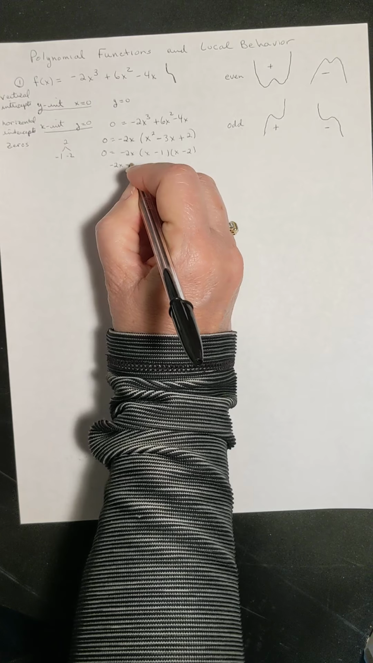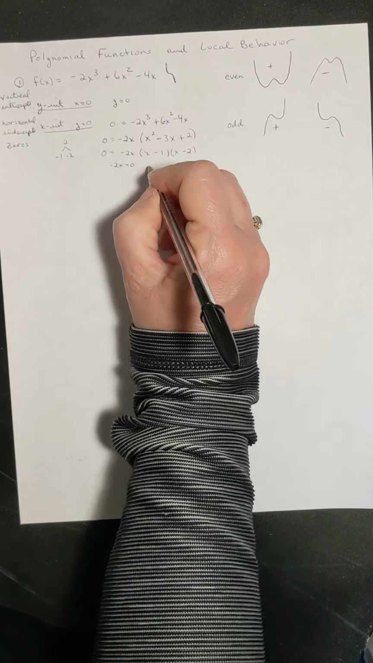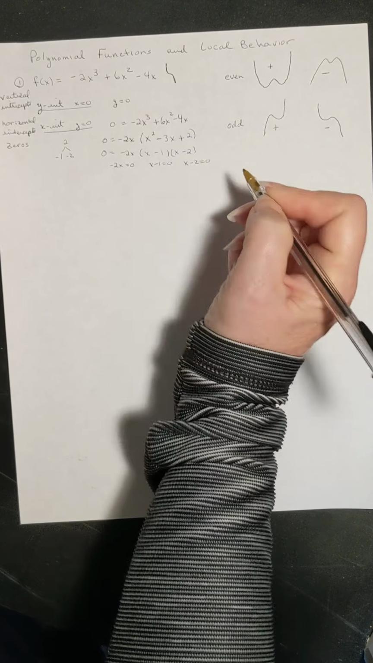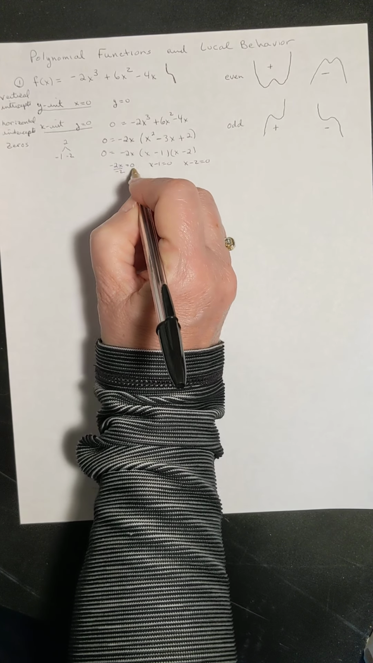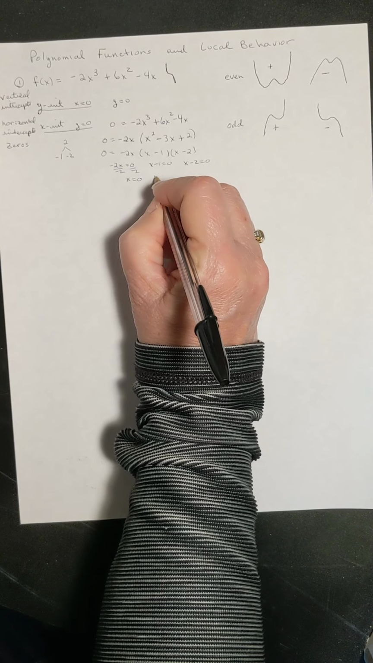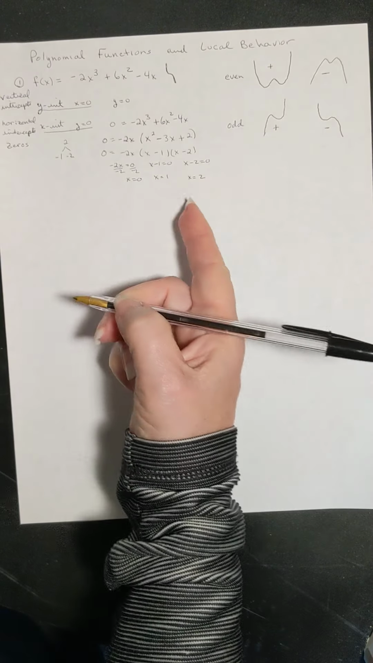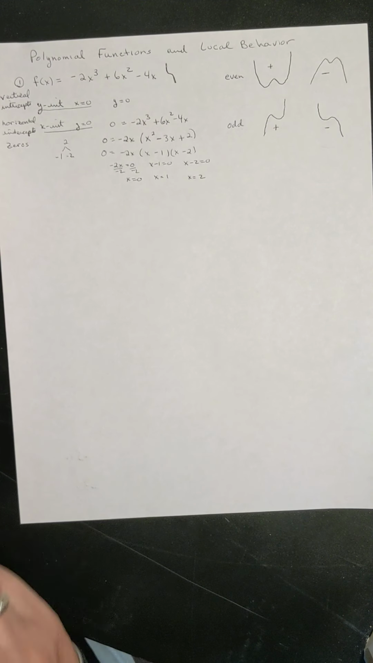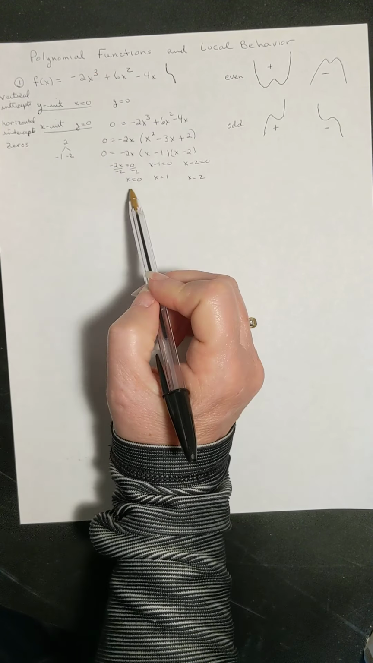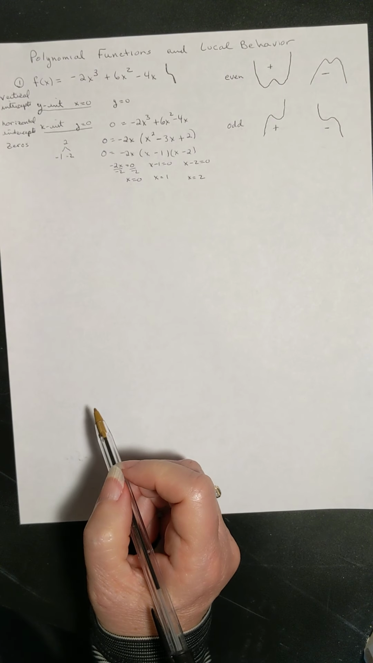Now I've got 3 things multiplied together to give me 0. So that means that one of them is 0. So either 2x is equal to 0, or x minus 1 is equal to 0, or x minus 2 is equal to 0. Here, divide both sides by -2. I get x equals 0. Here, add the 1. Here, add the 2. So I have 3 x-intercepts. Now that should not be surprising to you, because remember, if you have x cubed, that means that you'll have at most 3 x-intercepts. Right?